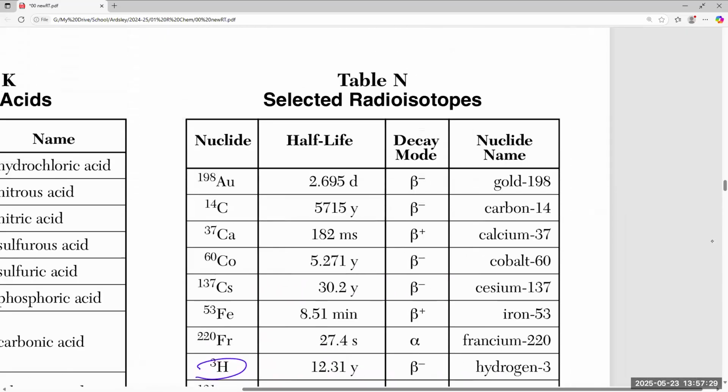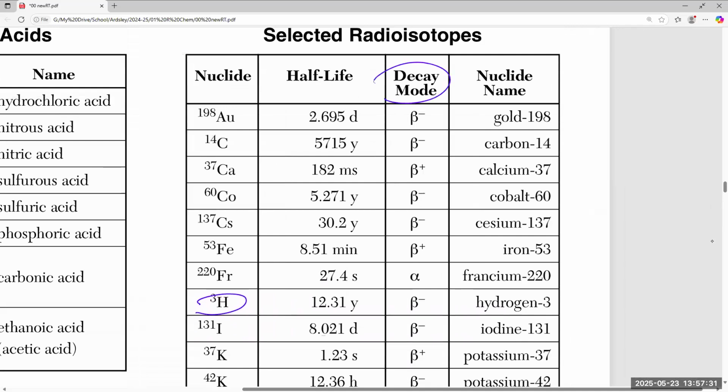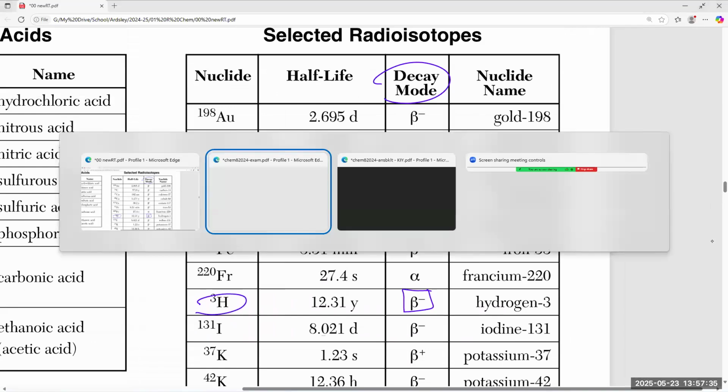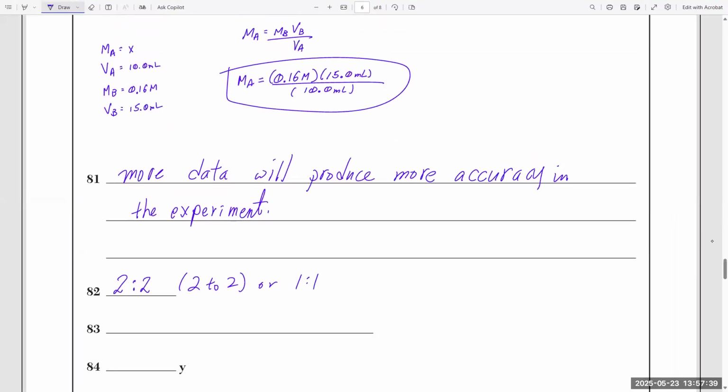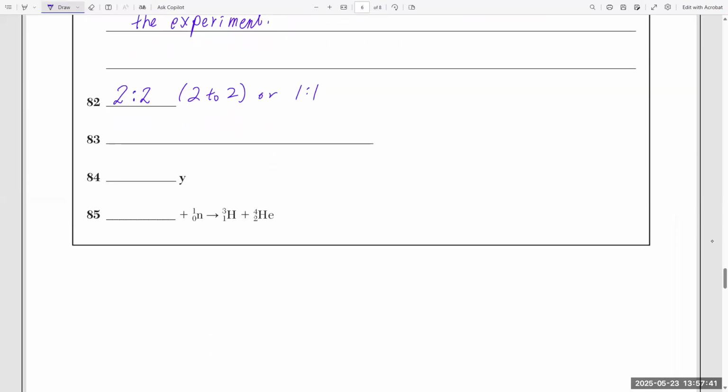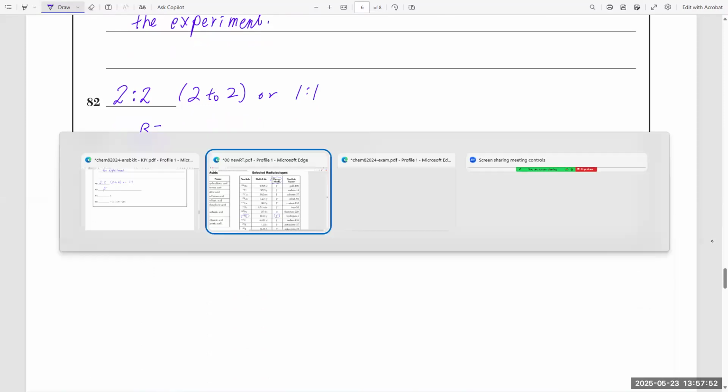This is how easy it is, guys. Decay mode. What is it? It's beta minus, right? Beta minus. What if I don't know how to draw that symbol? I don't know, write beta, right? You can do that, but it doesn't matter. 84, let's go, right?